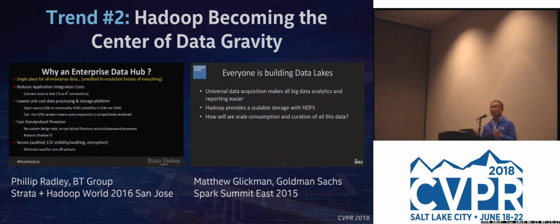The Hadoop ecosystem is becoming the standard of how people store, process, and analyze their data in production. Here it gives the word that Hadoop becomes the center of data gravity. If you think about the data as a ball, you put it on the surface, it will just roll down to the lowest point in the surface. It's kind of like that.